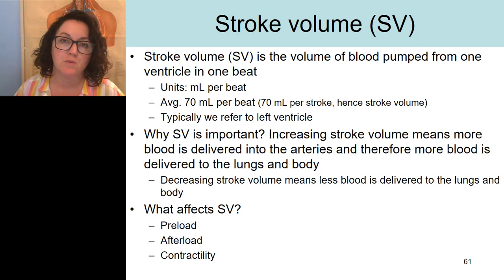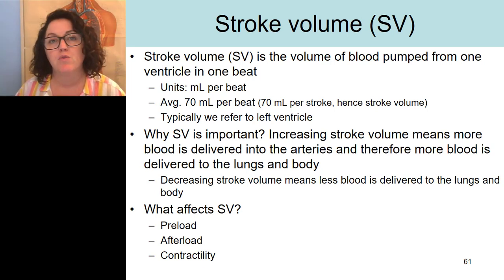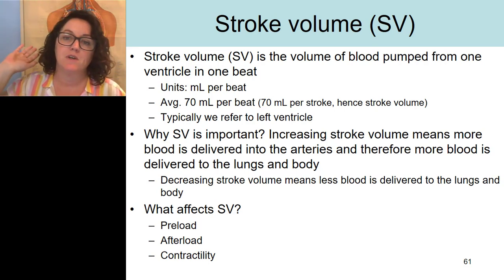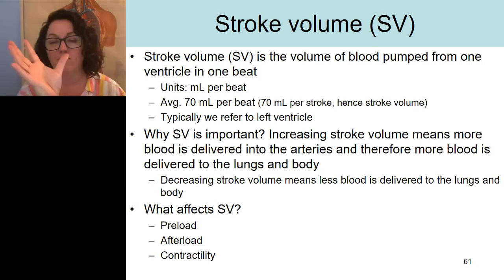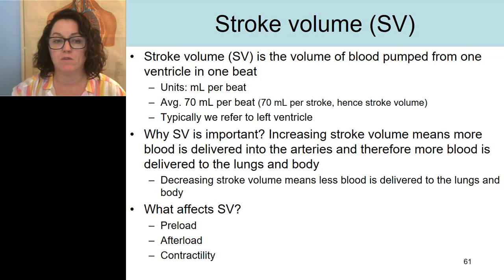The left ventricle is the one that's pushing blood through the systemic circuit, so it's thought of as being more important because the right ventricle only has to squirt the blood to the lungs, right? Anyways, stroke volume. The unit of stroke volume is milliliters. The average stroke volume is 70 milliliters, which means that when that ventricle contracts, 70 milliliters is what's going out of the ventricle.